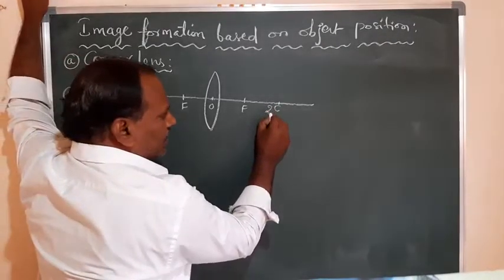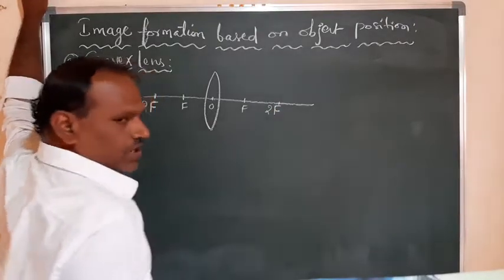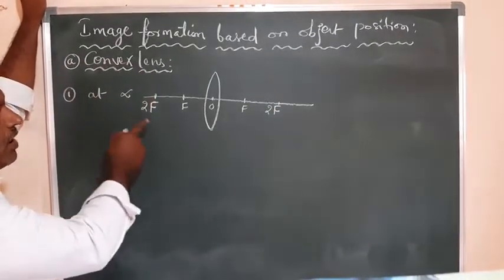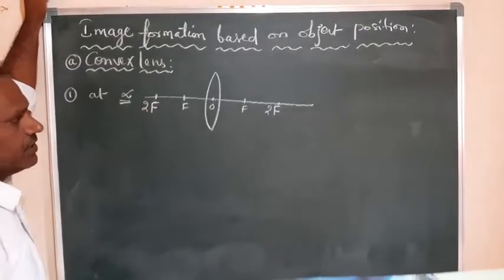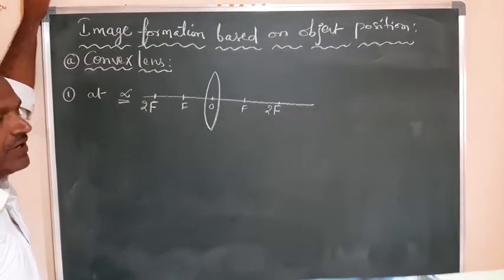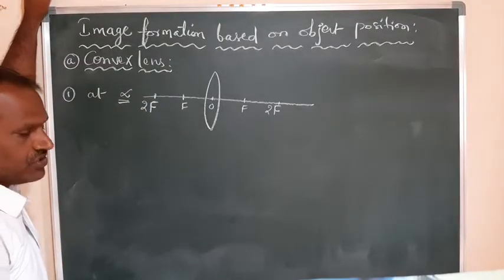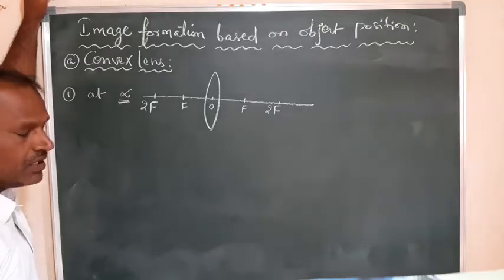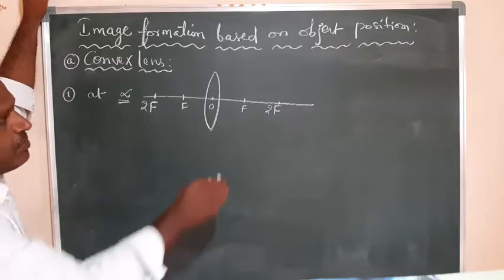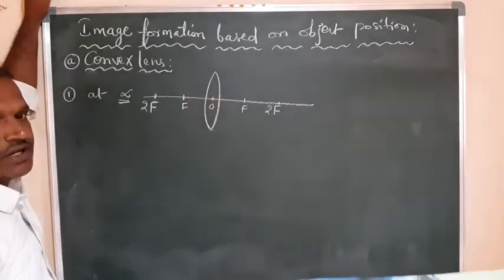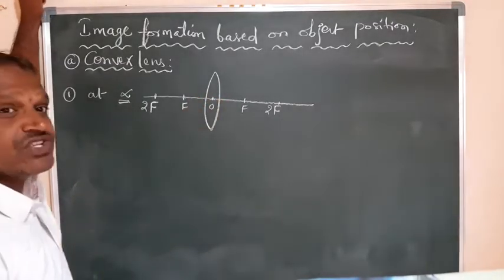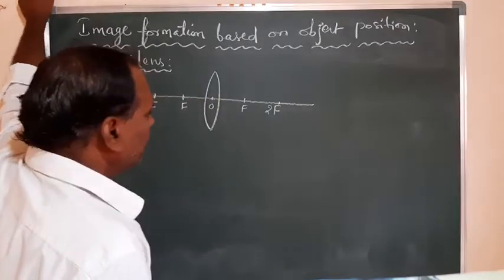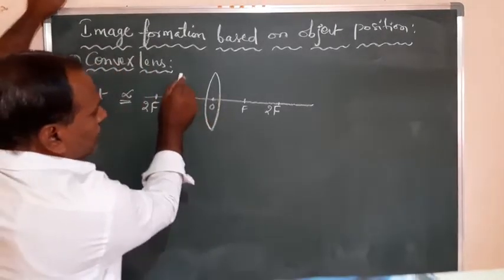Similarly, this one also I can write as 2F. Now the object is at infinity. When the object is coming from infinity, we can observe where the image is formed. Always remember that whenever a ray of light passes through the optic center, that ray never changes its direction. It passes without any deviation.